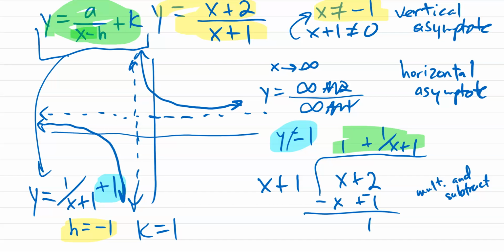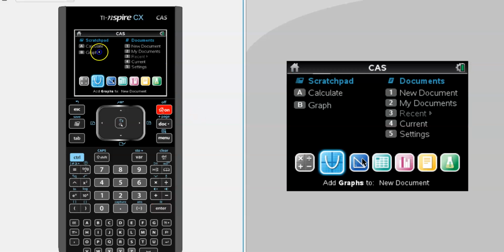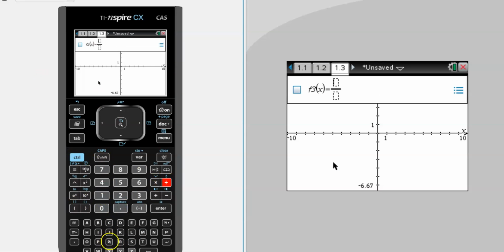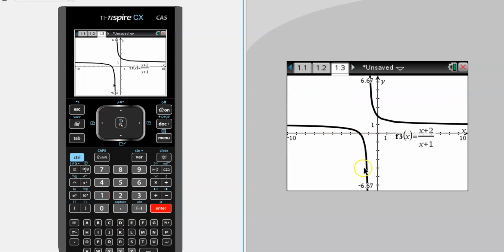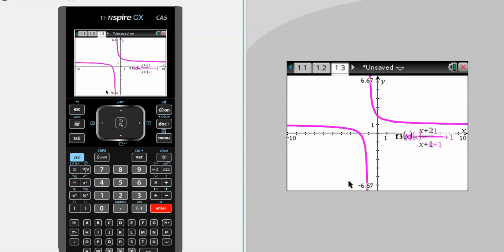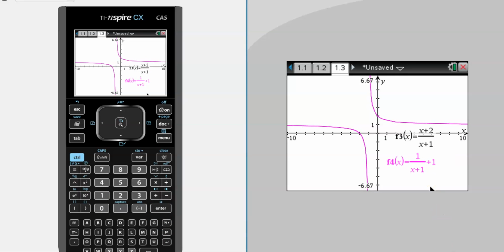So this is just a sketch. If I want more exact, then what I could do is go to my calculator and go, what was it, x plus 2, control divide, x plus 2 divided by x plus 1. Horizontal at 1, vertical at negative 1, which we said was the same thing as 1 over x plus 1 plus 1. And we got that using long division, and that's the same graph. Just two different ways of looking at the same exact graph.